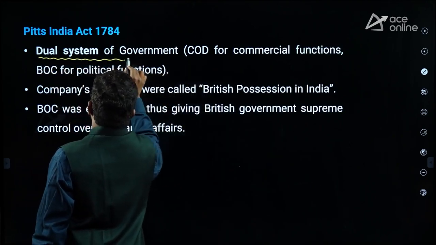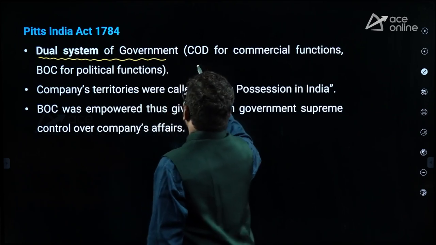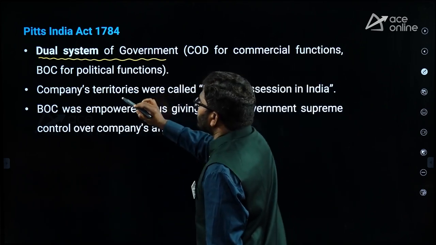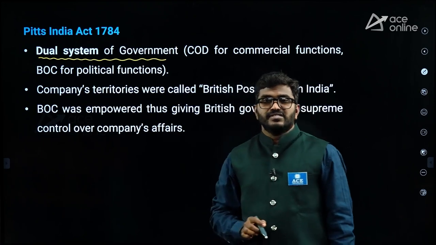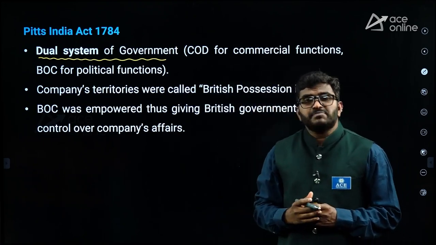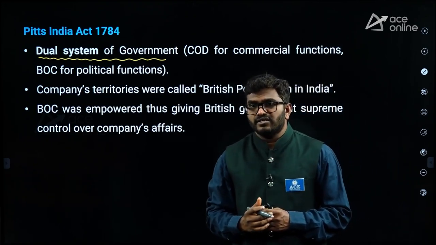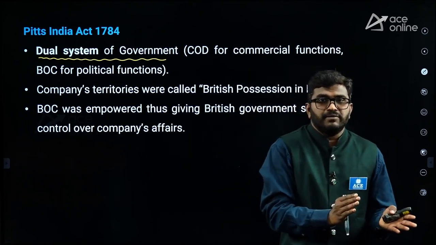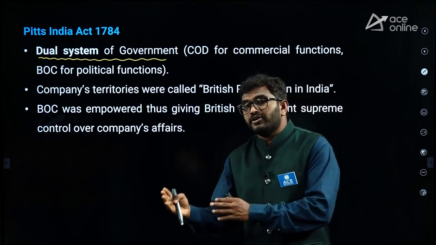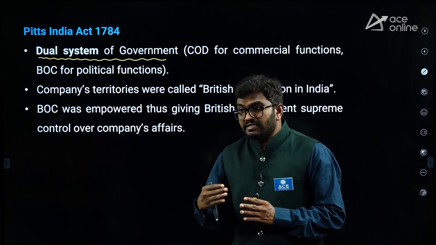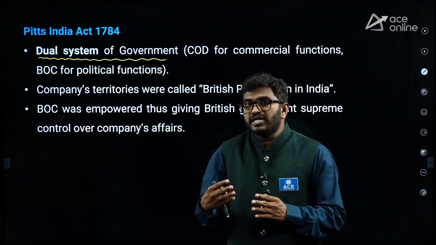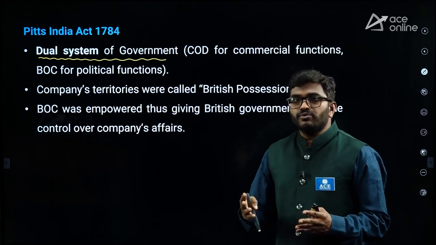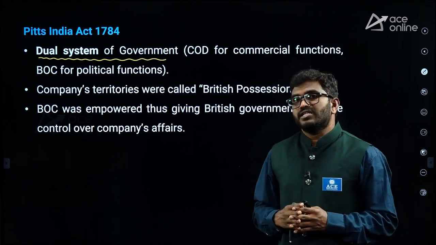Dual system of government, see here: Court of Directors for commercial functions, Board of Control for political functions. Remember, through this Pitt's India Act, they thought there must be two boards present. One is for commercial functioning, one is for political functioning, means they got involved in politics also in this period. They want to rule India, that's why they got involved in political matters also.